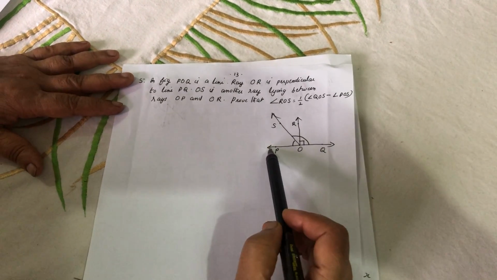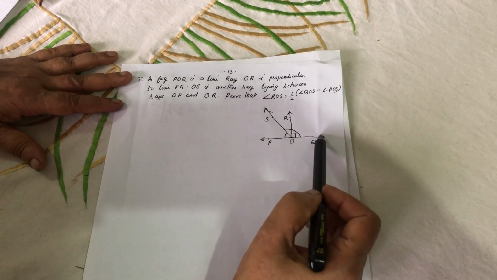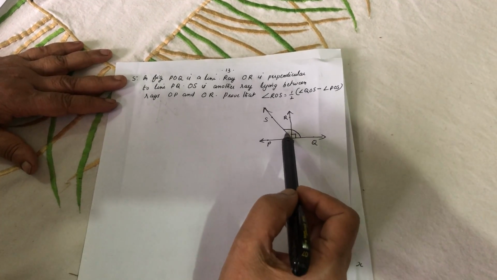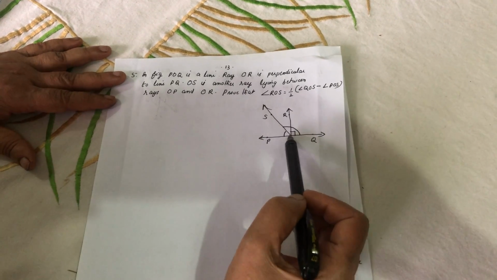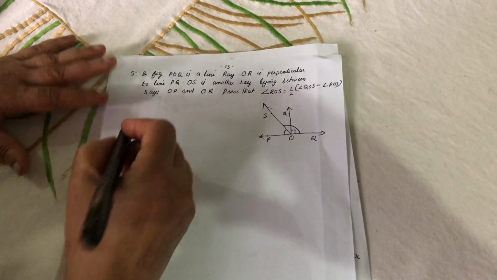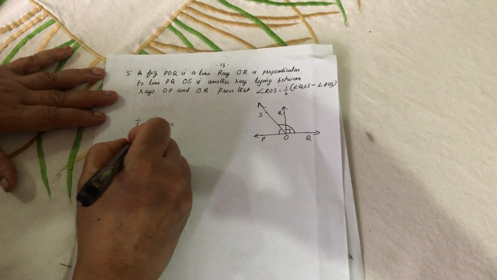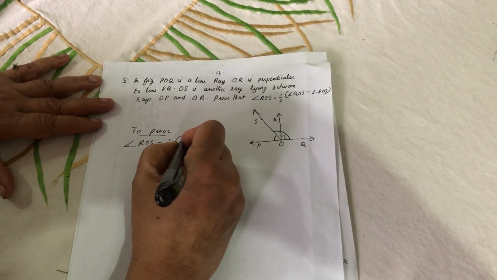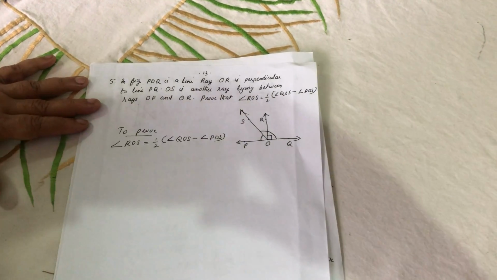See here, POQ is a line. OR is perpendicular to PQ, that means angle QOR is 90 degrees. Another ray is OS. OS is coming in between OP and OR. So what you have to prove is angle ROS equal to half into angle QOS minus angle POS. These are the things we have to prove.